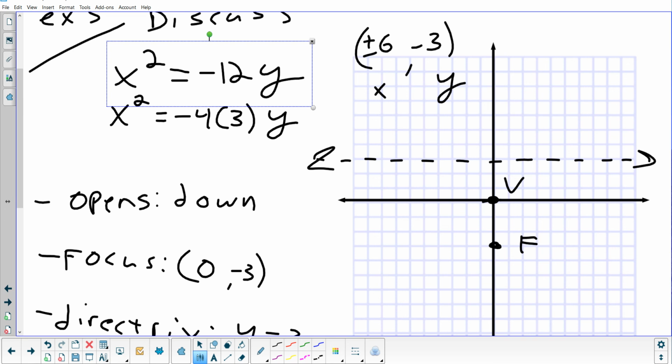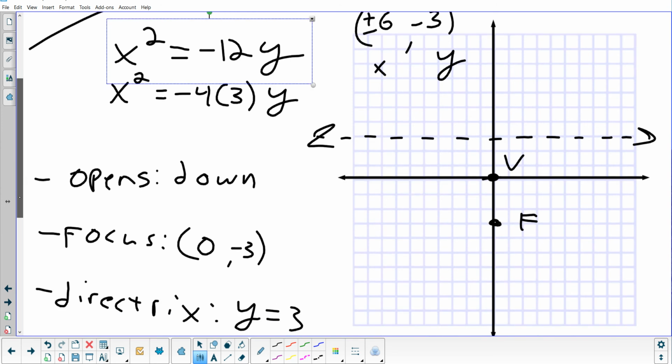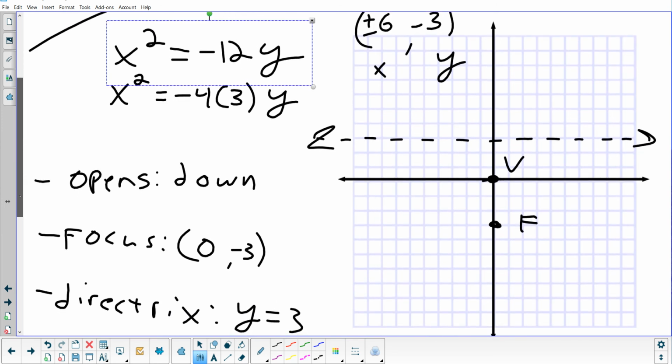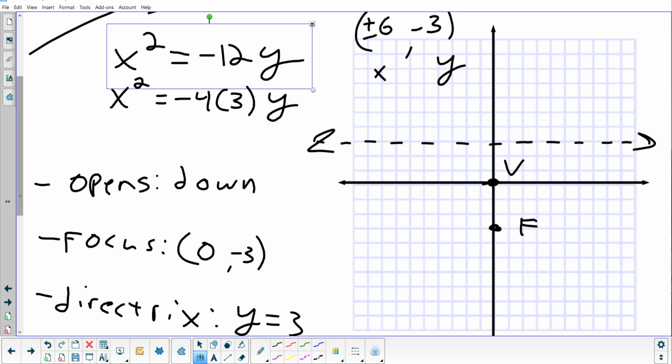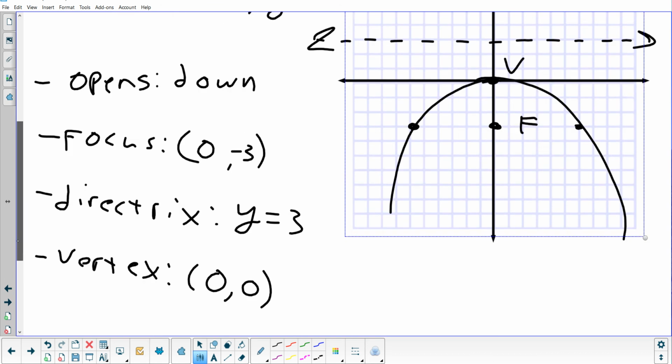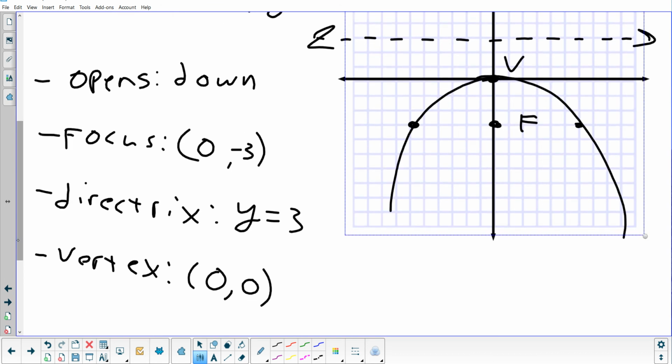Plus or minus 6. This is the same parabola we just did, but it's been rotated. It's still going to have a focal width of 12, but it's going to be a different way. So we've got 6, -3, and -6, -3. Those are the 2 points we just found. And sketch your parabola. Okay. Questions on the sketch or discussing?